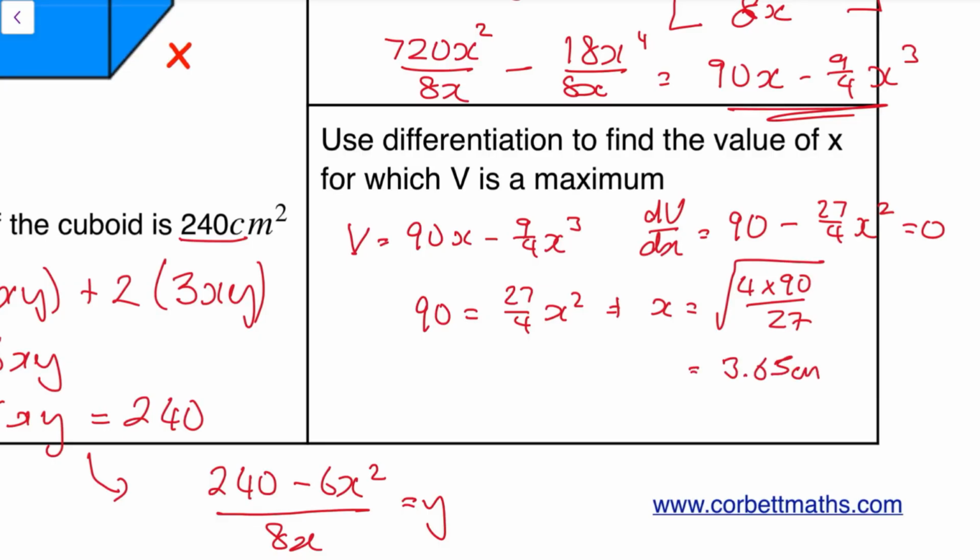Now, how do I answer the question? Use differentiation, done that, to find the value of x, which I've done, for which V is a maximum. It doesn't say prove it, so sometimes it might say prove, in which case I need to use a second derivative. It doesn't say that here, so therefore I'm happy with that answer.